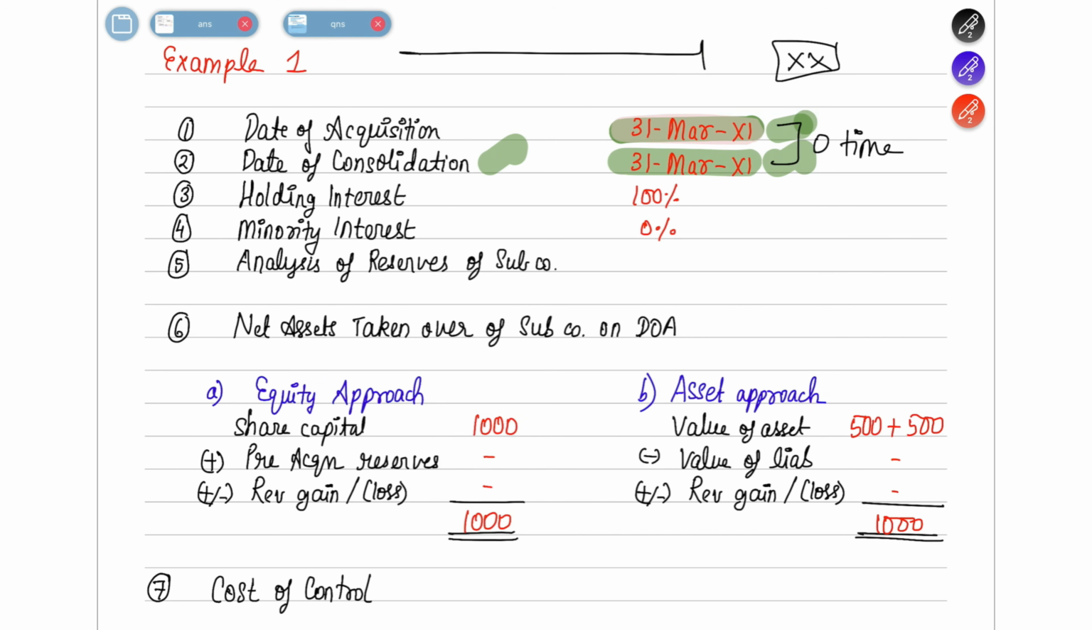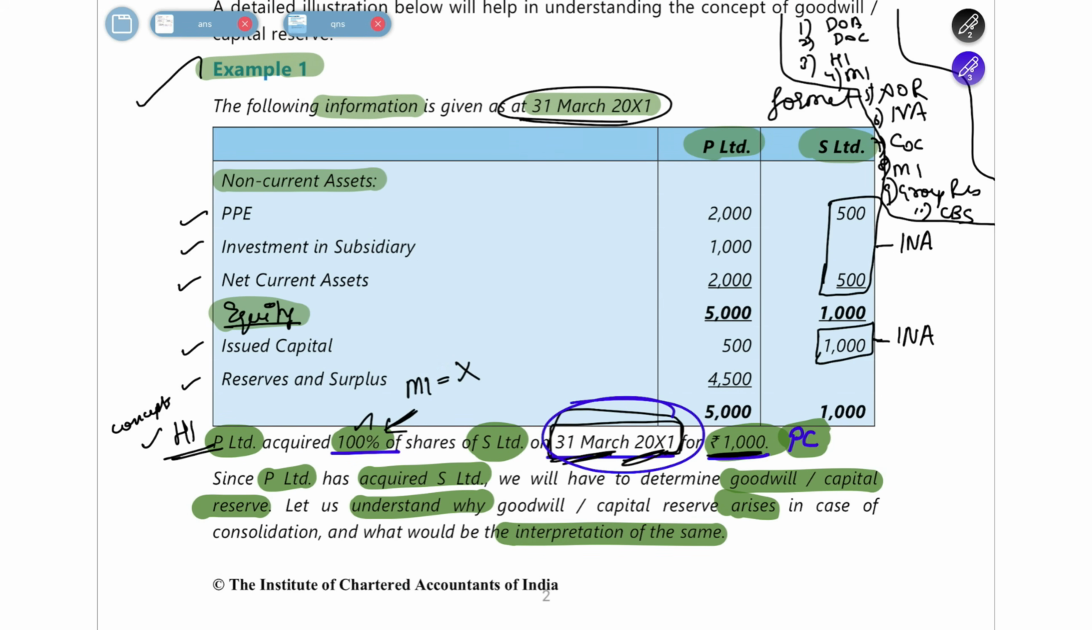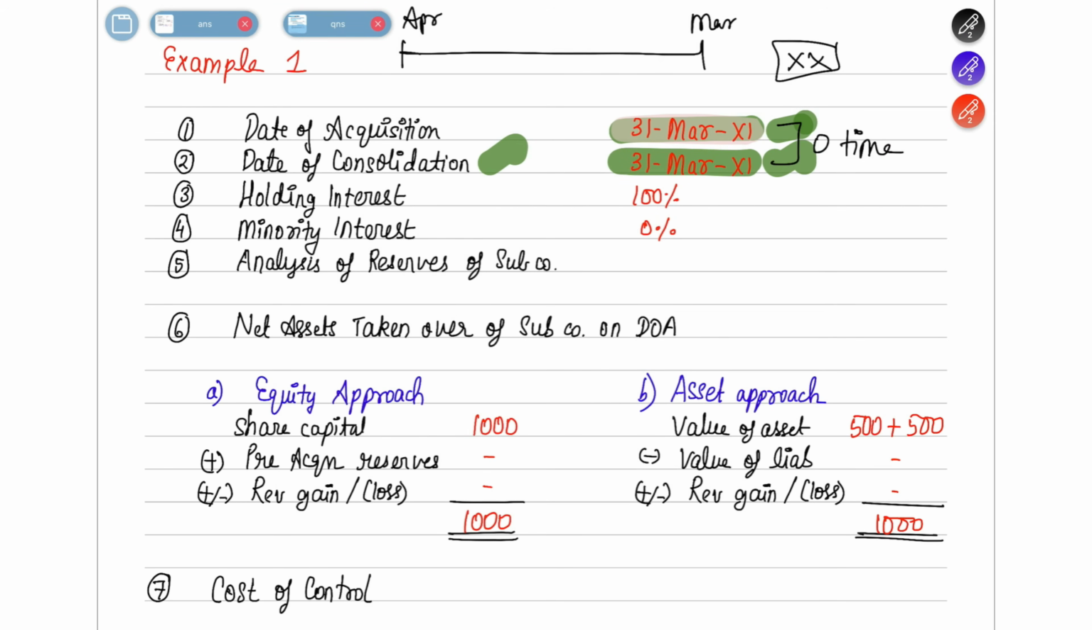So this is the timeline. April, the year starts; March, the year ends. So 1st April, the year starts.